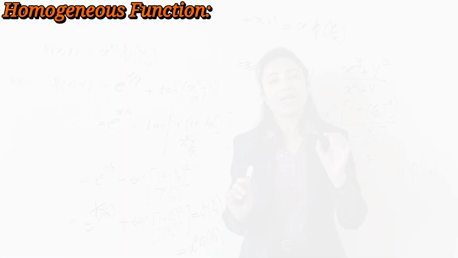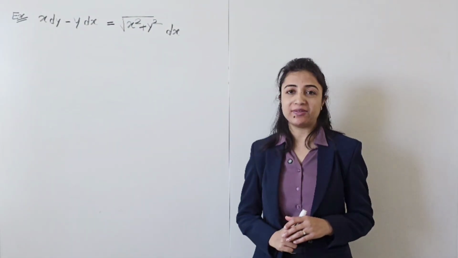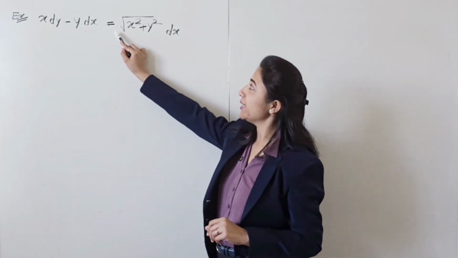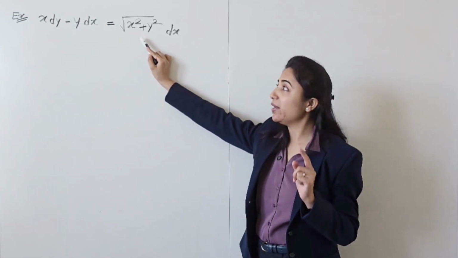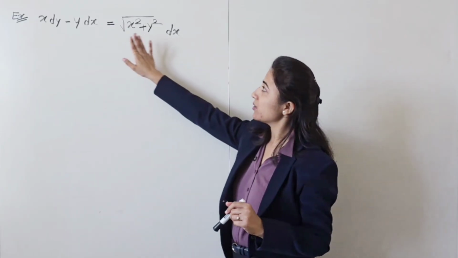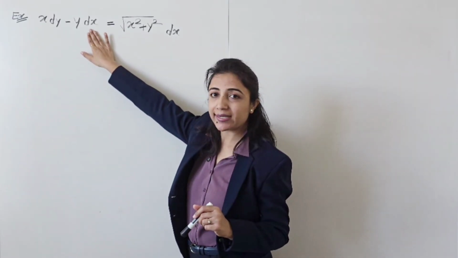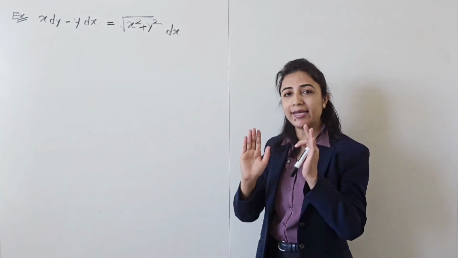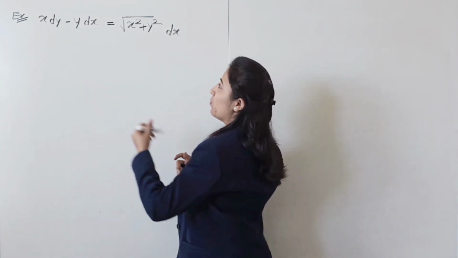Now see how to solve the homogeneous differential equation. Here is a question: x dy minus y dx equal to root of x square plus y square dx. Firstly, here it is a dx term, here also it is a dx term. So this dx term I will shift to the right side, so that we get dx in one bracket term.